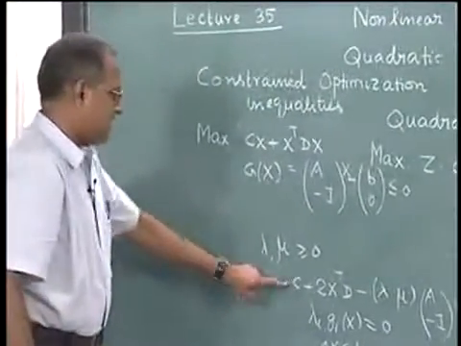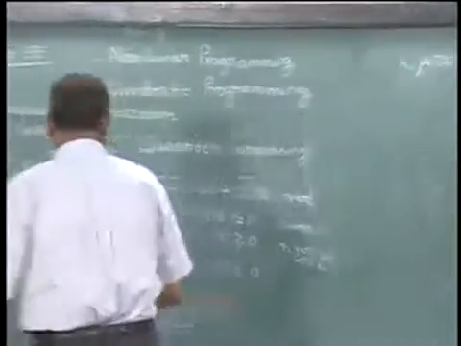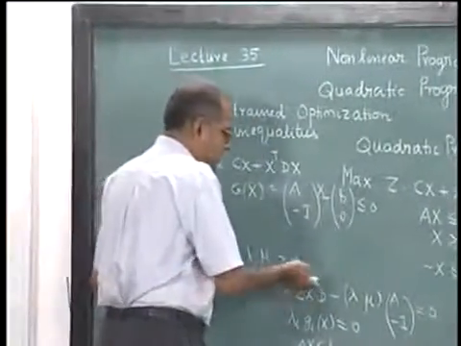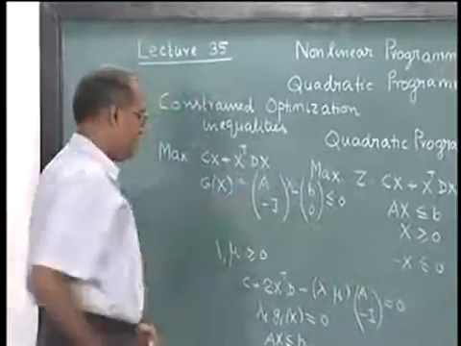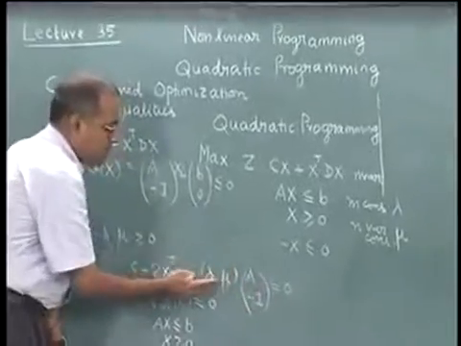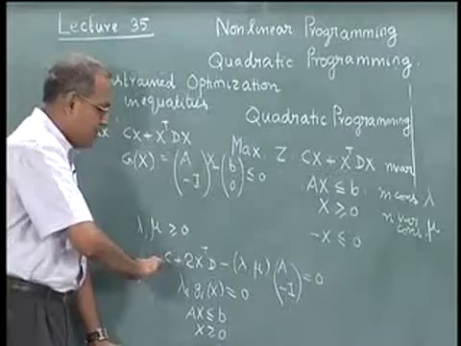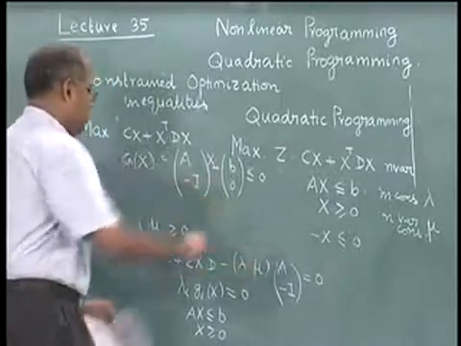Now this is written as, we keep this c on this side and take the rest of them on the other side, because this involves a variable x, these involve variables lambda and mu. Now c is the only one that is a constant, so we keep c on this side and take the rest of them on the other side.